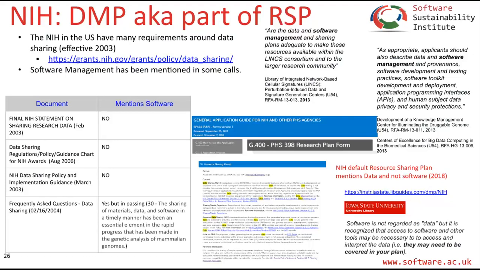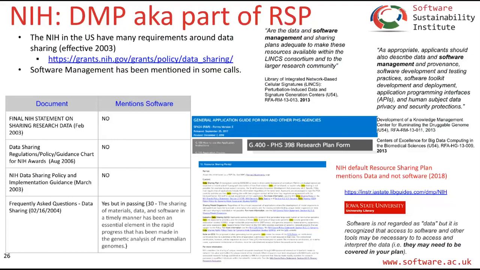When making an application, you have to fill in this research plan form, and they have a resource sharing plan as well. But there's a lot of mention of data. There's no default mention of software. There is, not mentioned on the slides here, some aspect of data science policy from the NIH, where I believe there's more of an emphasis on software. That's quite new.